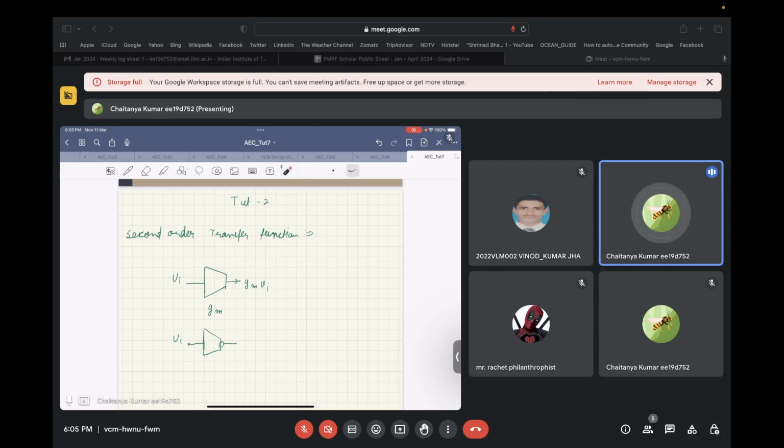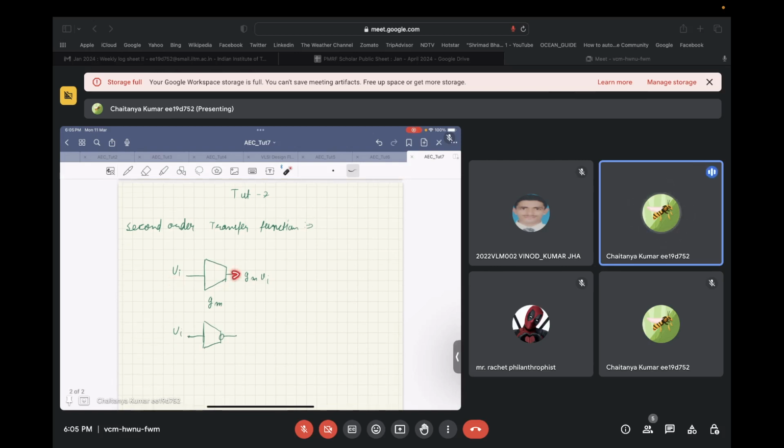And initially, for the concept building, we will use models of transconductor, which are as follows. We have this kind of transconductor. If we apply input Vi to the gate of this transconductor, the output current is outside it. This is sourcing the current of Gm times Vi.